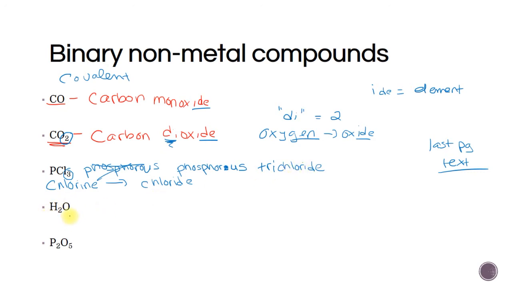This, of course, is water, but it has a scientific name. It's kind of a fun one. There's 2 hydrogens, so we're going to use that word di again. Hydrogen's written first, so we're going to write it first in the name. So dihydrogen. And then oxygen is second, and since it's second, its ending changes to IDE, so oxide, dihydrogen oxide.